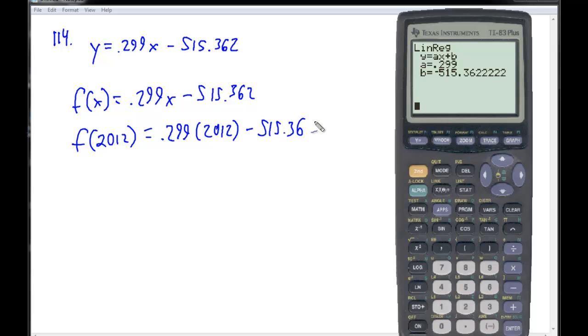Alright, so again, I'm not going to type this in on the calculator on the screen, since that would erase everything I've written so far, but I'm going to plug this in here. 2012 minus 513.362. Looks like if you were born in 2012, your average lifespan is going to be, drumroll please, 88.226. So roughly about 88 years of age.